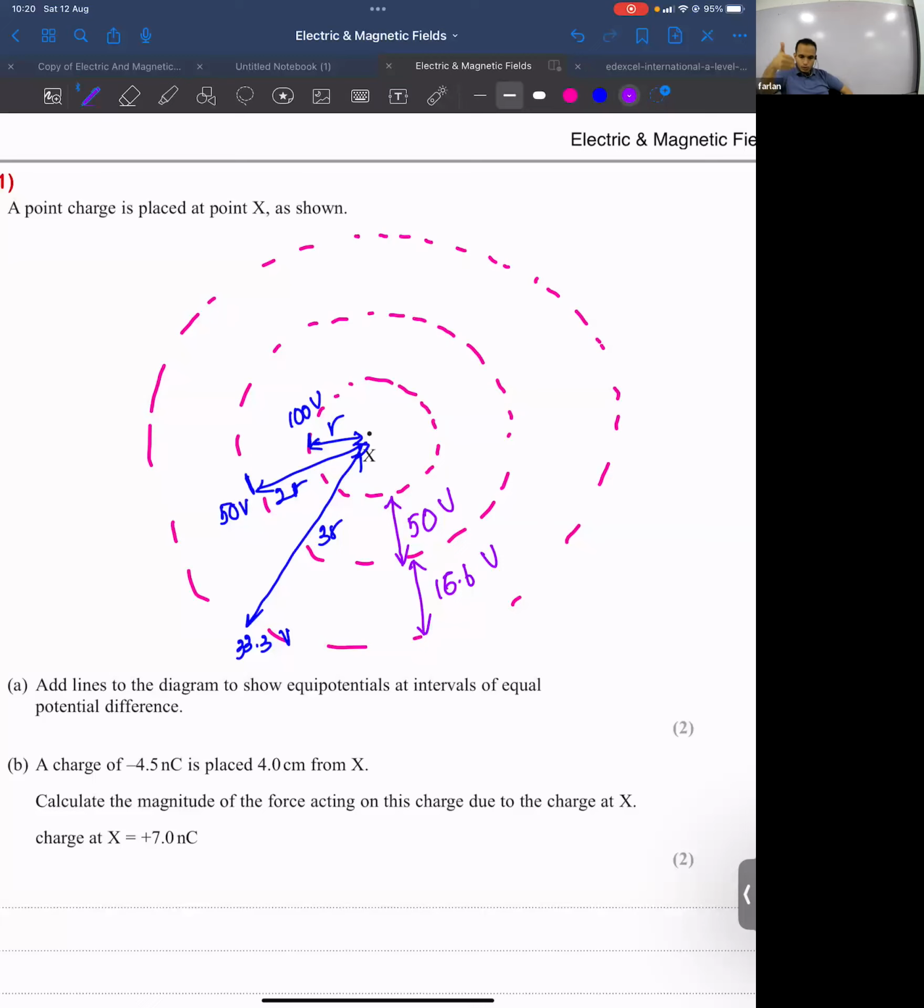Understand? So if you do it this way, if you take the potential at this point to be 100 volts, potential at this point will be 50 volts, potential at this point will be 33.3 volts. For an example. So here the potential difference between these two is 50. Between the next two, the potential difference is 50 and 33.3, 16.6. So that won't result in what? Equal potential difference. Understand? So if you want equal potential difference, you can't make the distance between the equipotential lines equal.